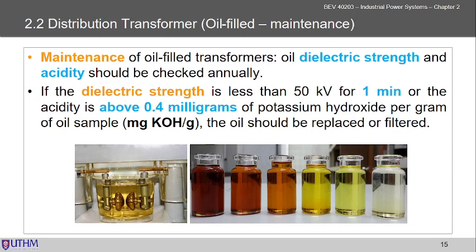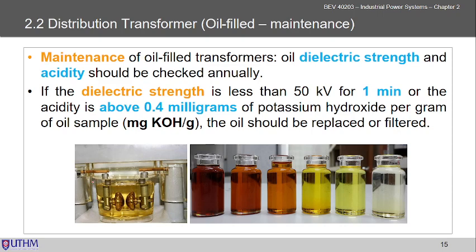So another one is acidity. If acidity is above 0.4 milligrams of potassium hydroxide, or KOH, per gram, this is the indicator that the oil should be replaced or filtered. You can see the change in the color, right? So this is the best one, and this is the poor quality one, I think it is acidic oil.